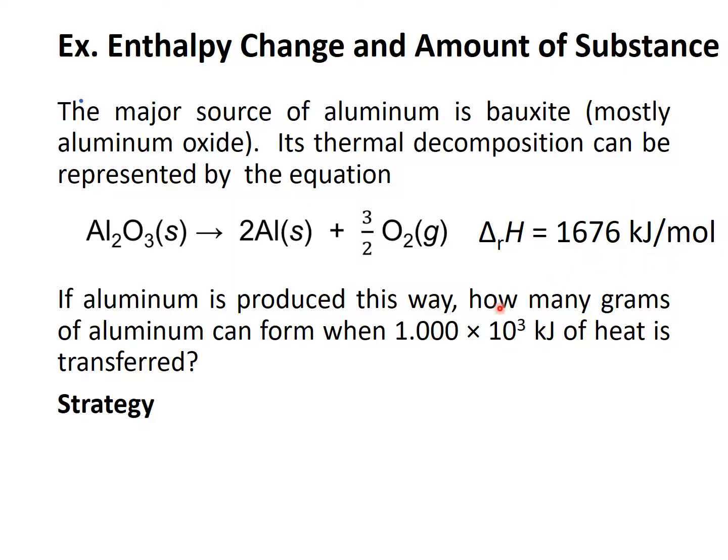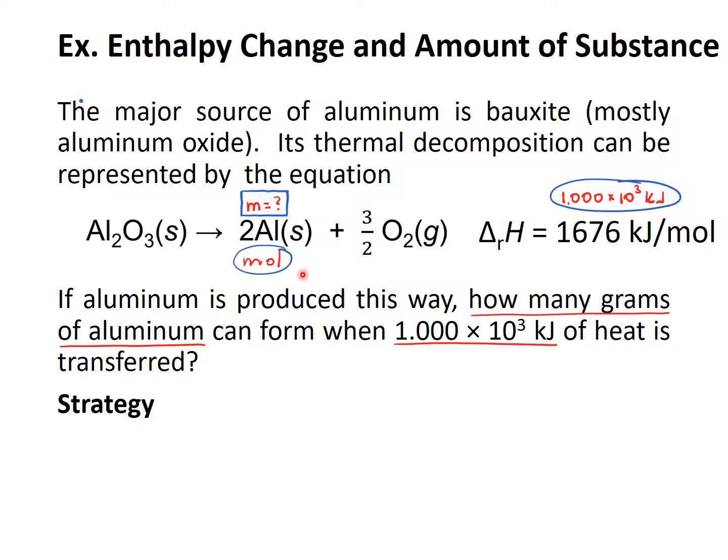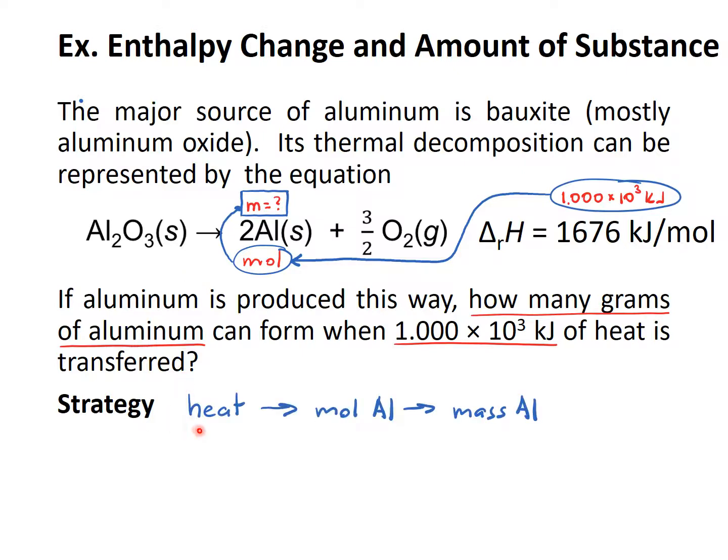In this example, we are asked to calculate the number of grams of aluminum that can be formed when 1.000 times 10 to the 3 kilojoules of heat is transferred. So the strategy for solving this question is to start from the amount of heat transferred and use that to calculate the number of moles of aluminum, which will be calculated from delta HR. Once we know the number of moles of aluminum, we can calculate the mass of aluminum using the molar mass. So again, the strategy is to start from the heat transferred and use that to calculate the number of moles of aluminum and then calculate the mass of aluminum.